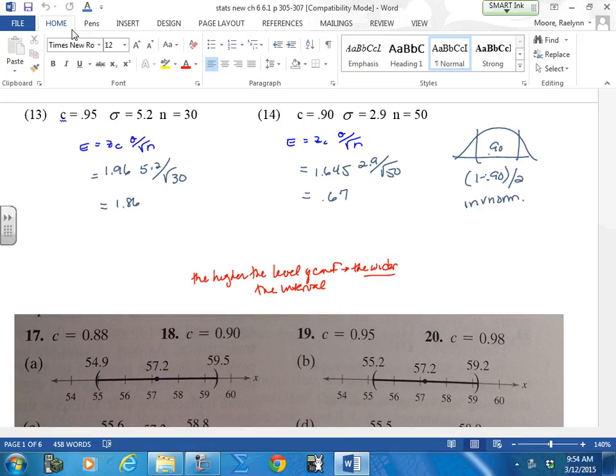So we're good with this? You tell me where the problems are. You had to find your margin of error. You have to find your ZC. Do not put in 0.95.